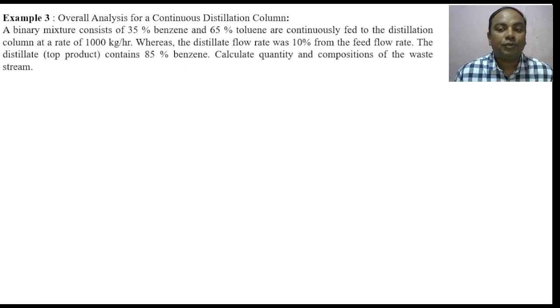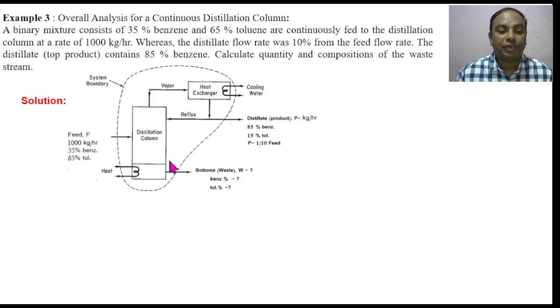Then what is asked to determine? The total quantity and composition of the waste stream. So this much is the data given, and we have been asked to find out the total quantity as well as the composition of the waste stream. So first of all, we have to draw the flow chart. So this is a flow chart.